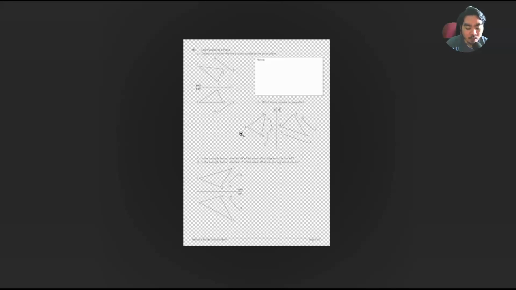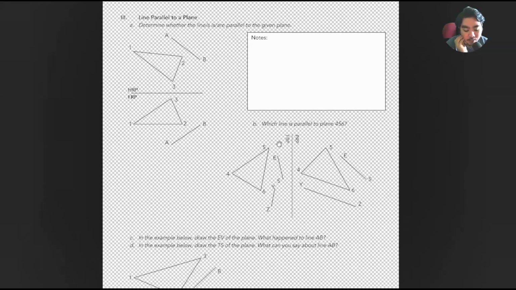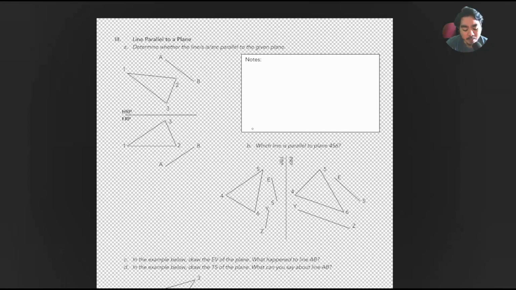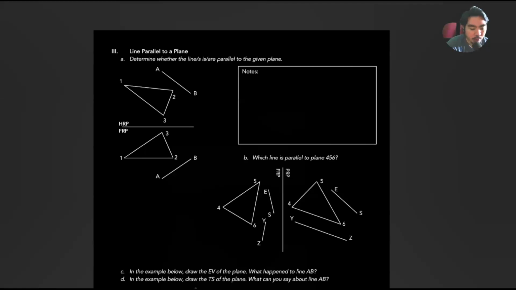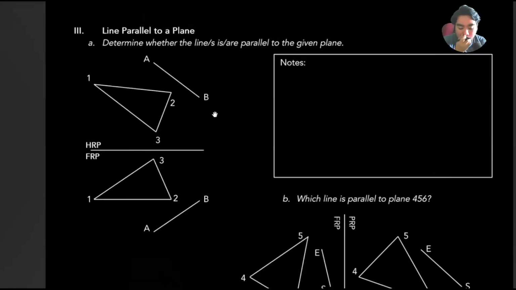Which is now parallel line parallel to a plane. Hindi pa pala last lesson. Last, may isa pa pala. Plane parallel to another plane. Okay? So let's do this. And RGB. Okay, let's determine whether the line is parallel to the given plane. So the way we determine if a line is parallel to a given plane is that we just look at, I don't know, a line contained in the plane.